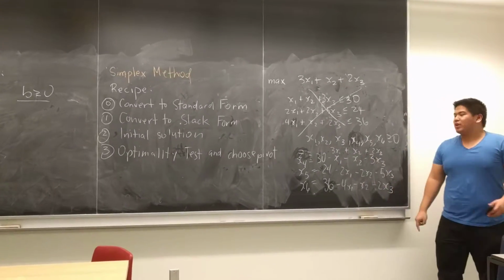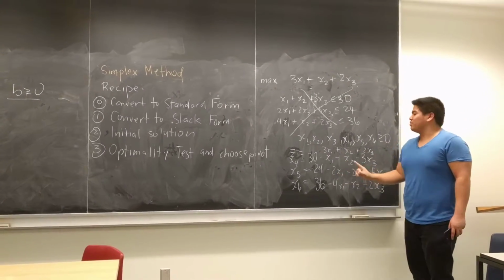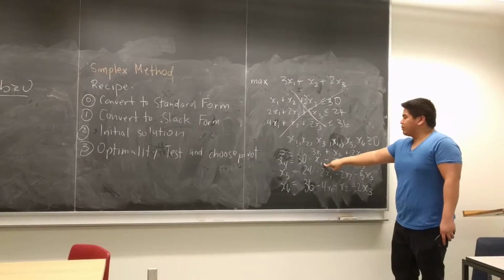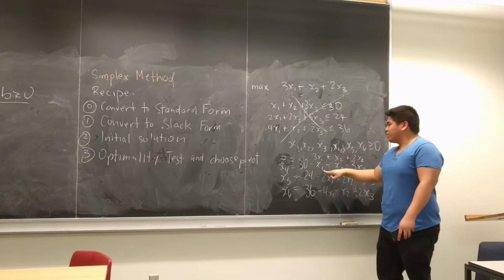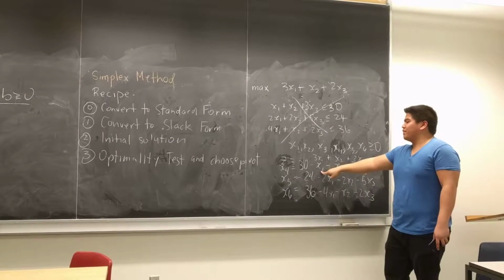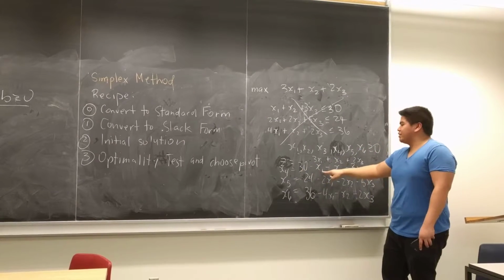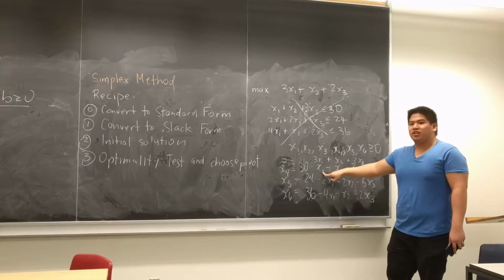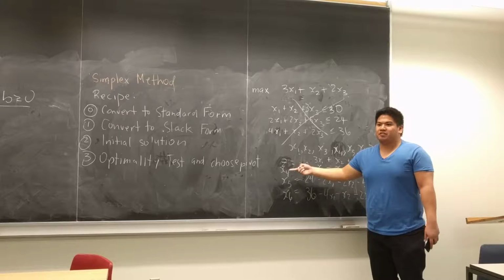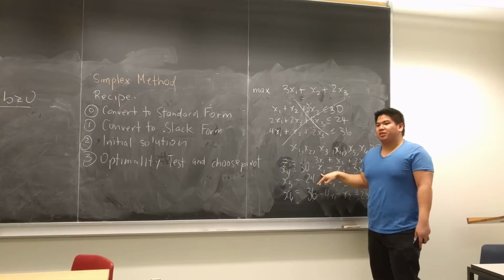Okay, so we have to see how much we can increase x1 by. Well, we know that x4 has to be greater than 0, right? So if we increase x1 by 5, it's still greater than 0. If we increase x1 by 30, x4 is 0. If we increase x1 by 31, what happens? It's negative. x4 is guaranteed negative. So we stop when x1 becomes 30.